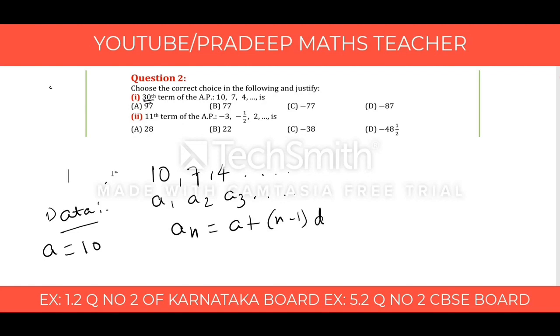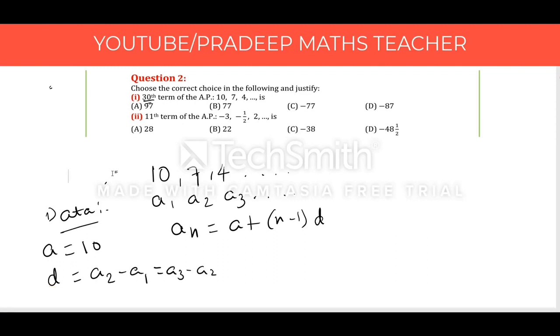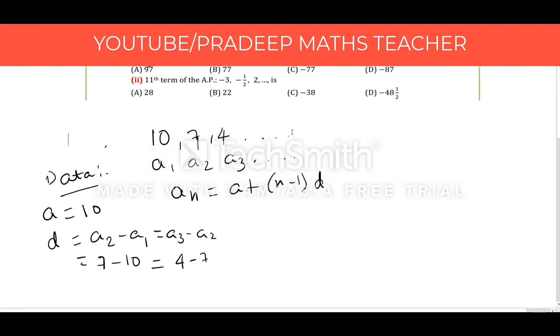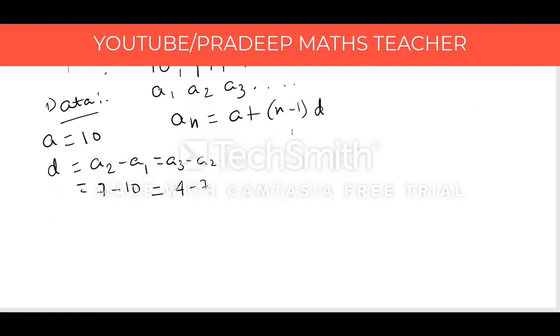The second data we need is the common difference. The common difference formula will be a2 minus a1 equals a3 minus a2. Now this is the formula to find the common difference. Now you have the data, just apply it to this formula. So a2 is 7 minus a1 is 10 equals a3 is 4 minus 7. If you simplify this, you know the answer: 7 minus 10 is minus 3, and also 4 minus 7 is minus 3.